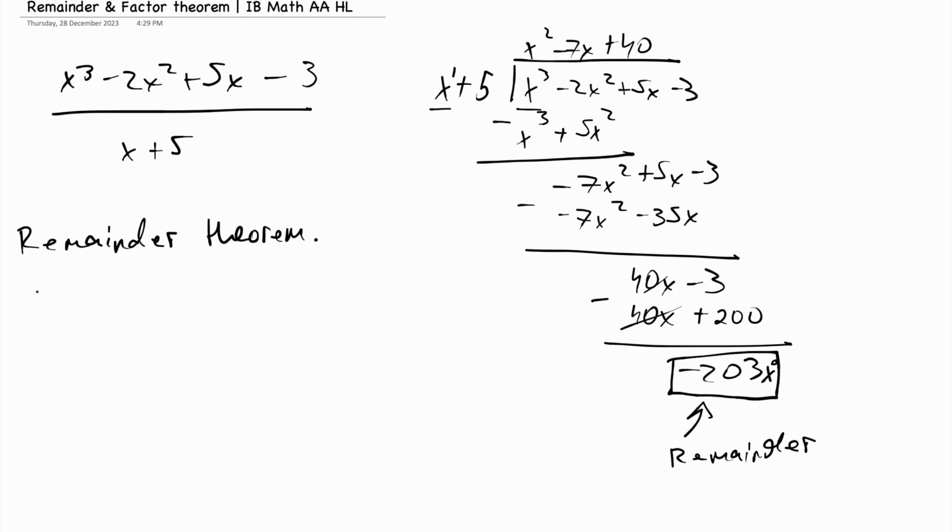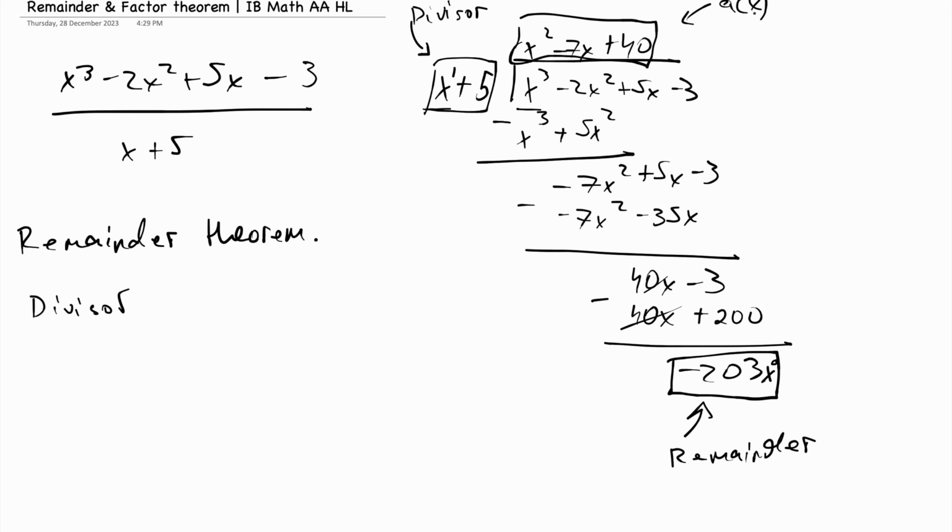So what this states is, this is the divisor, by the way, divisor, the result over here that we get is the quotient, or q of x, and this is the remainder, okay? And this is the dividend, by the way, dividend.